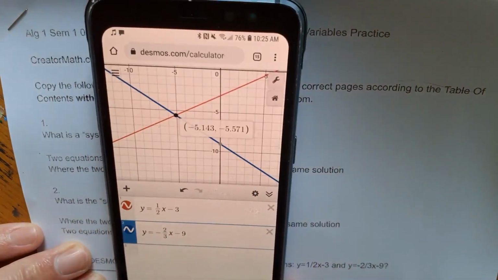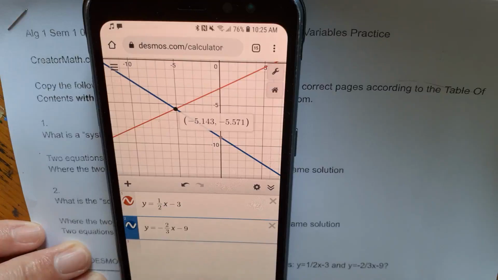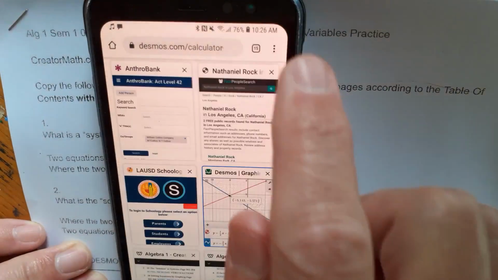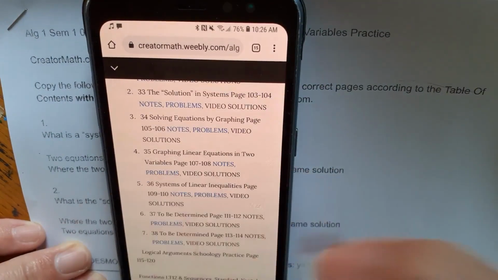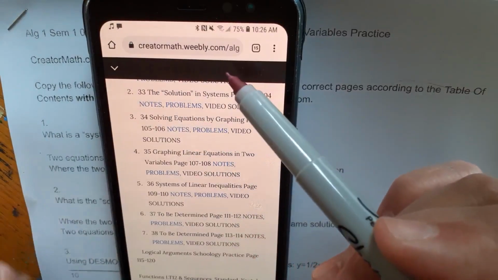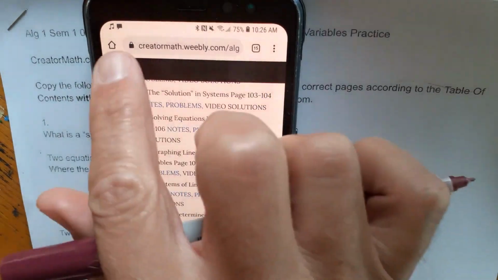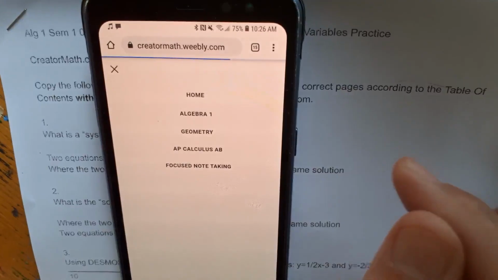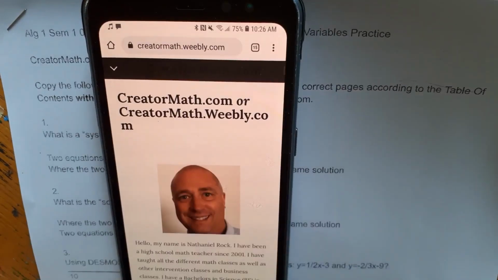So just to show you quickly where the notes are, let's go here. All right, here's the name of the website, creatormath.weebly.com. That's what you should Google. If you do, hopefully you can make it to this homepage. This is what the homepage looks like.